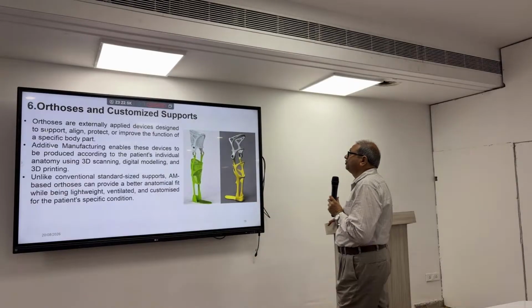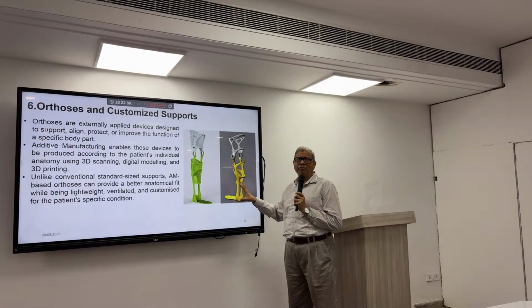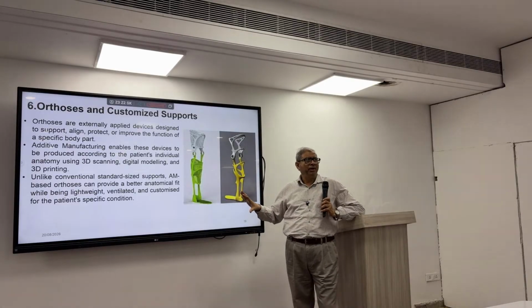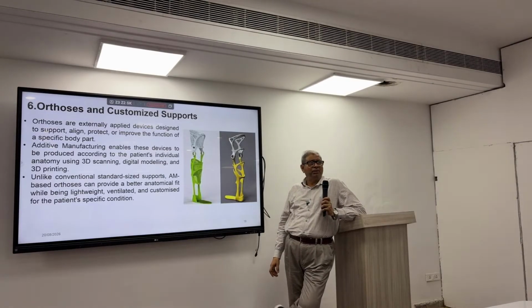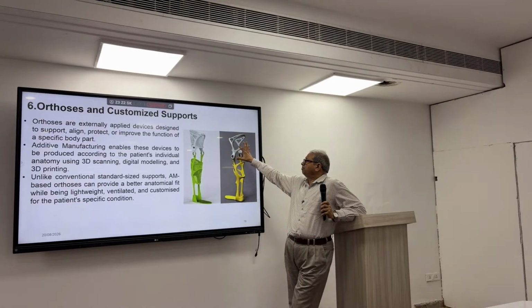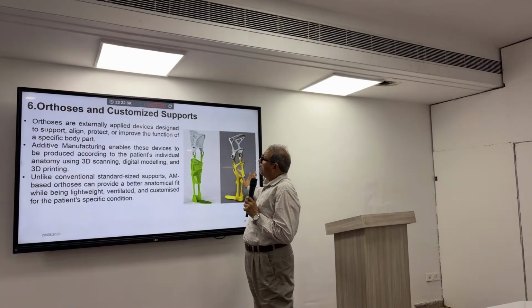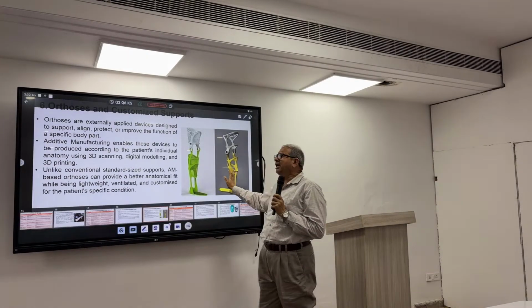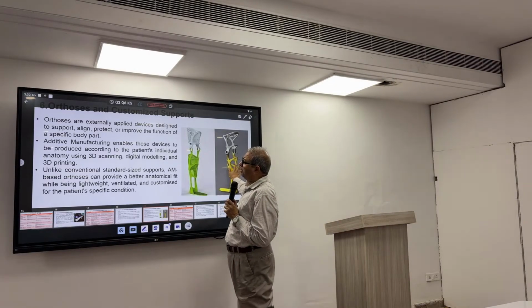Then orthosis and customized support. These customized supports are becoming common and they are being printed. अब तो इसमें IoT based supports भी आ रहे हैं, because sometimes when somebody is not able to walk, the body cannot take load, these parts are being made, and they are basically externally applied devices to support, protect.